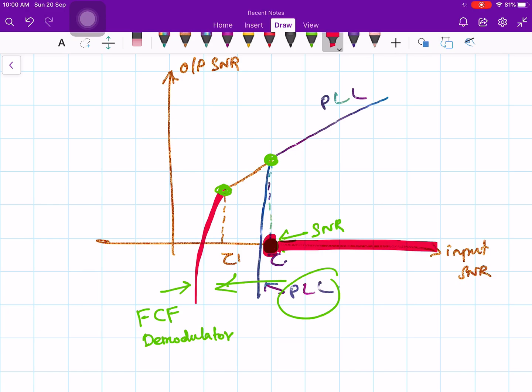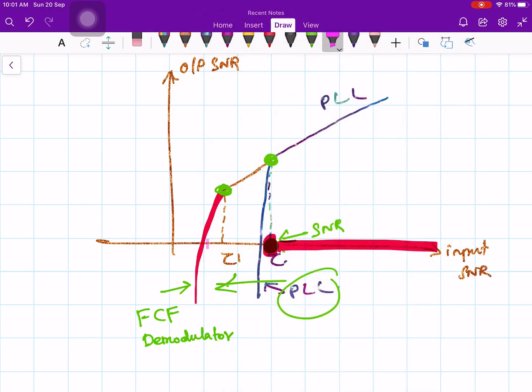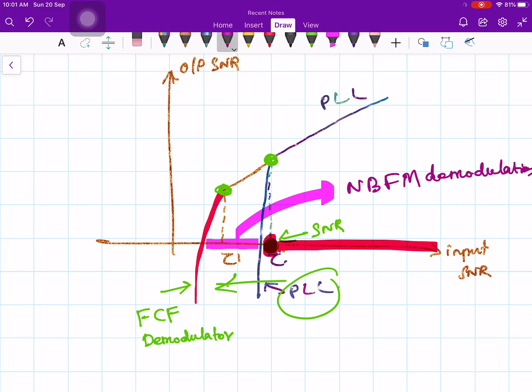But now, what we are saying is, if I am using frequency compressive feedback system, that means if I use narrow band FM discrimination rather than wideband discrimination, even though you are transmitting wideband FM signal, we are trying to move the threshold point to the left hand side. So this additional margin I got because of my narrow band FM demodulation. So this narrow band FM demodulation is obtained by using your frequency compressive feedback demodulator or discriminator.